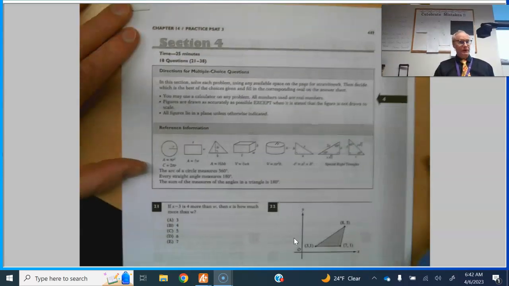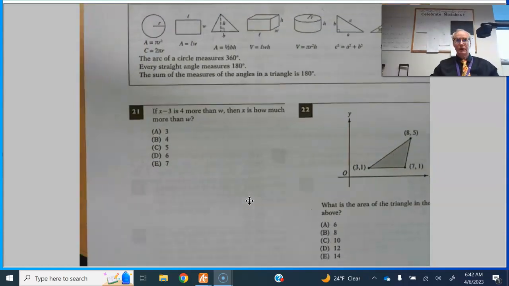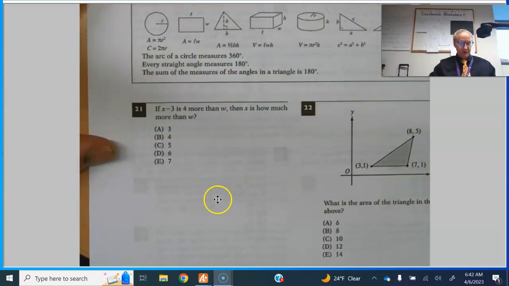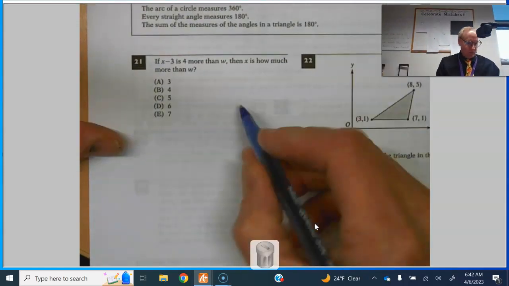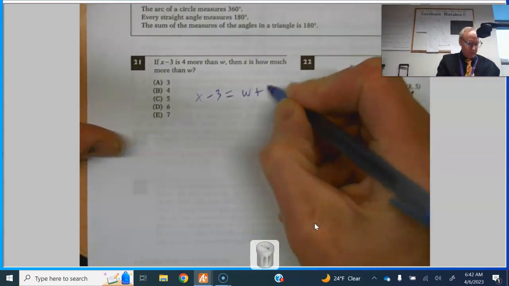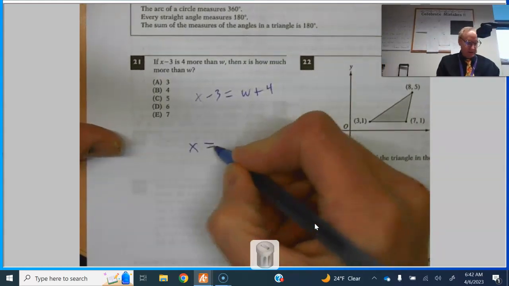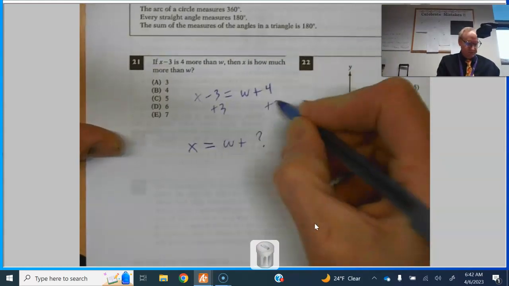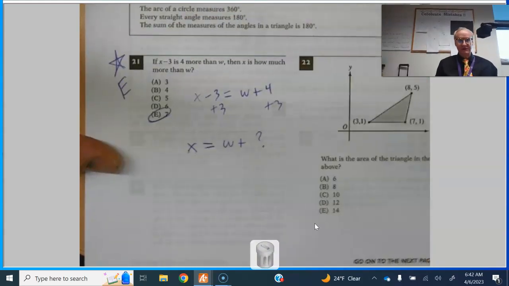Anyway, here we go. Let me get this one zoomed in for you, and I will do my timing, and I'll start right now. And there it is. If x minus 3 is 4 more than w, x minus 3 is w plus 4, then x is how much more than w? Of course, it's 7. And I am absolutely certain, so I put my star.